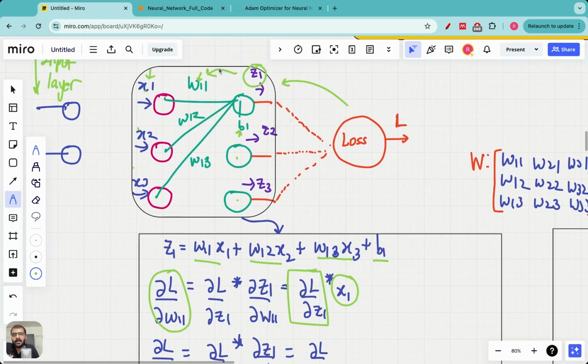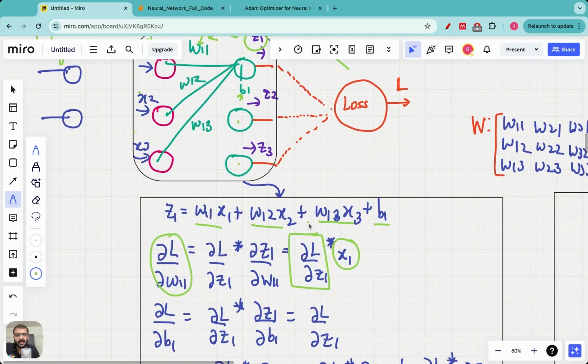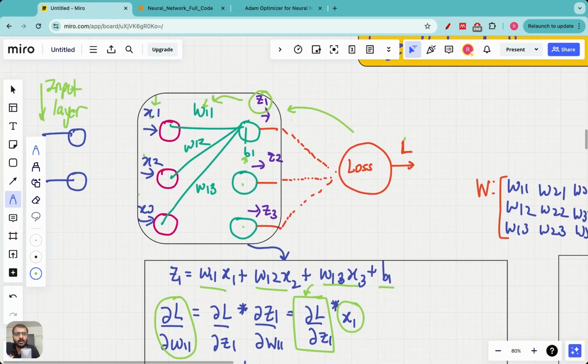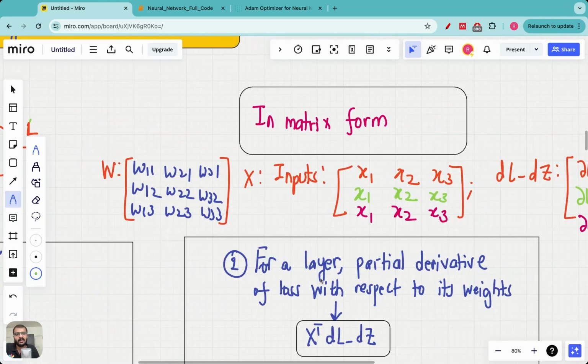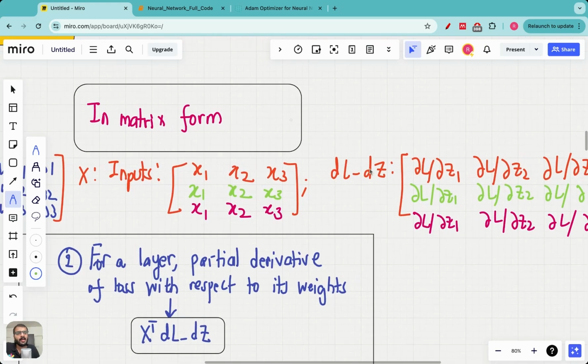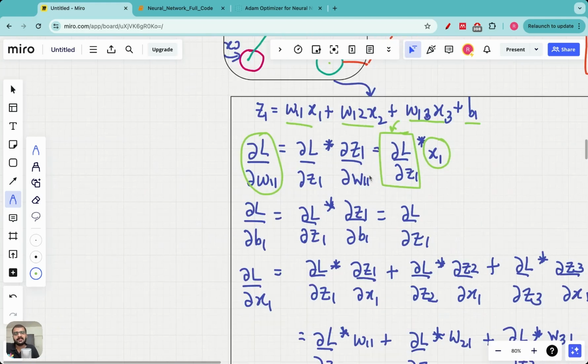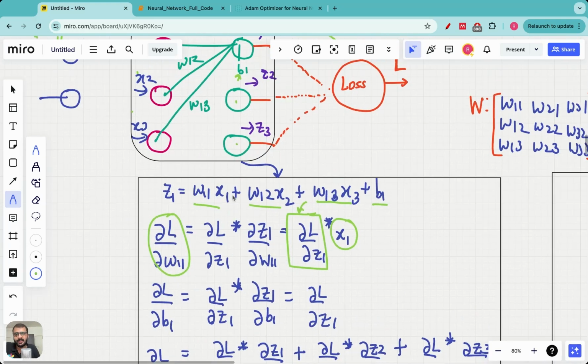Now, when we come to every such layer, we are going to assume that this partial derivative is given to us. Because remember, we are backpropagating, so we are starting from the end. So whenever we reach one layer, we assume that the partial derivative of loss with respect to that layer's output is given to us. For example, if we reach this layer, the outputs of this layer are Z1, Z2 and Z3, and we assume that the partial derivative of L with respect to Z1, Z2 and Z3 is given to us, and that matrix we are going to call the dL/dZ matrix. Okay, so this is the computation of the partial derivative of loss with respect to W11.